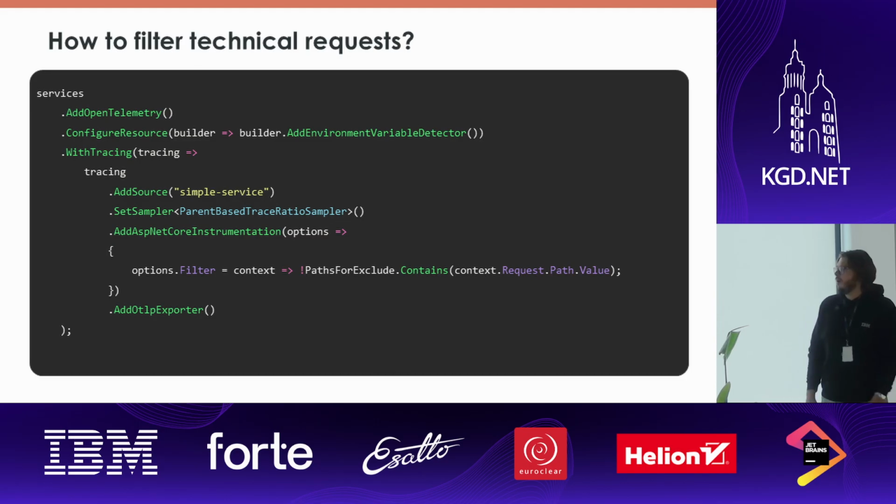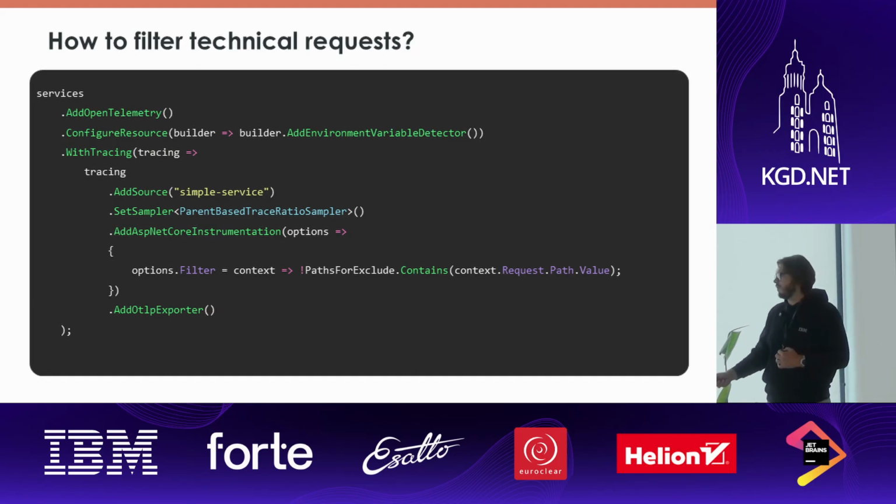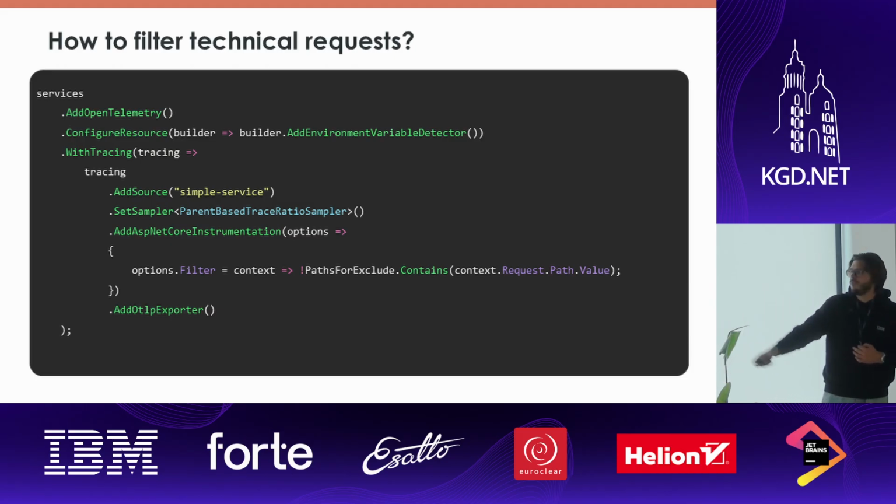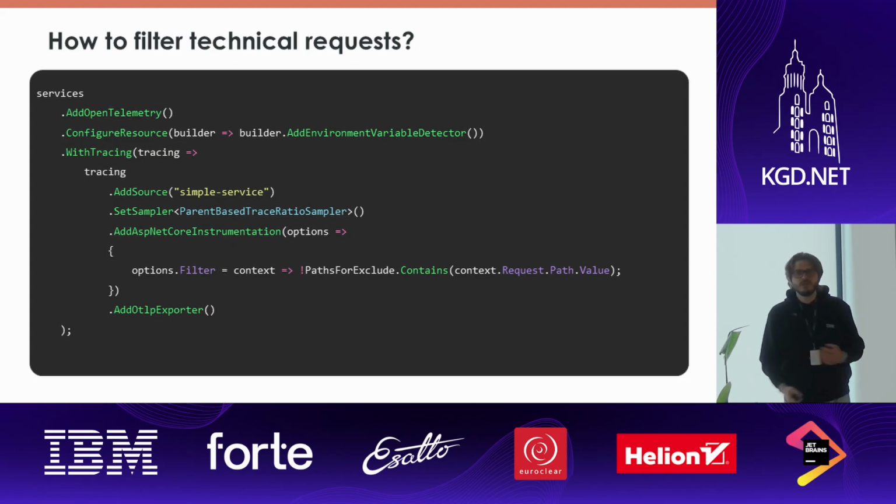About filtering, let's go fast via that. First, some instrumentation libraries have the ability to filter some requests. For example, with the filter in ASP.NET Core instrumentation, we are able to filter the /metrics endpoint, /health endpoint, etc., like all this garbage from our backend.